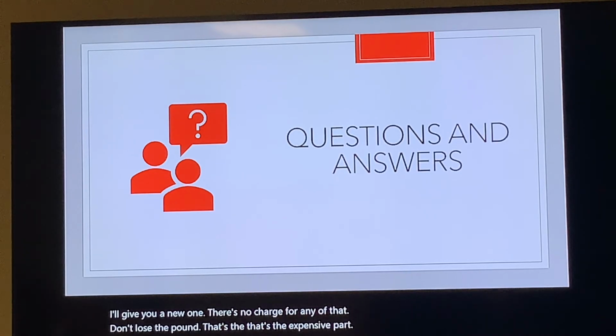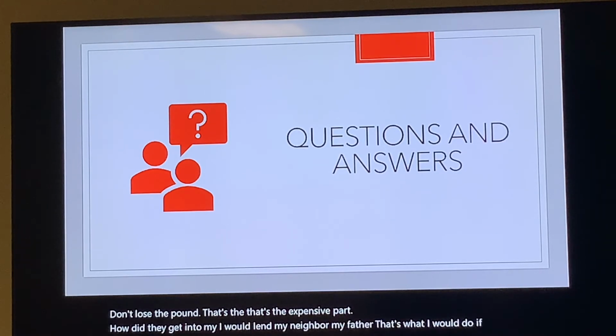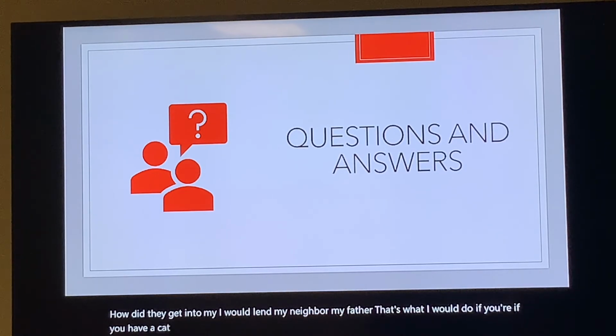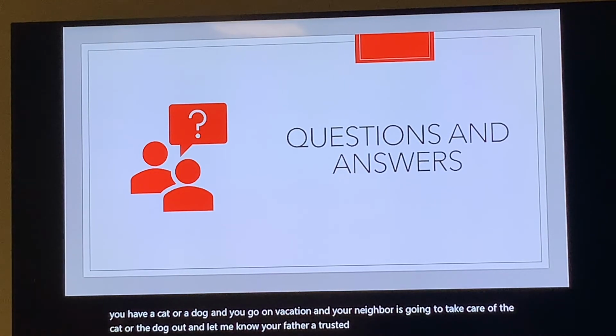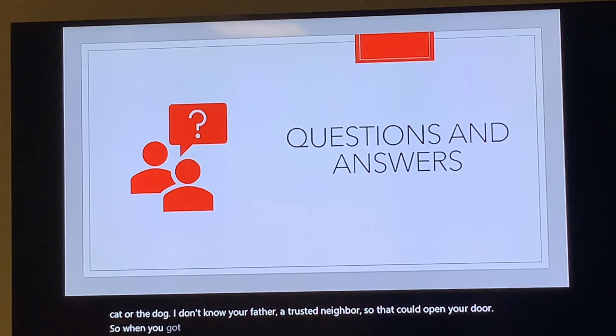I have a cat. If I go on vacation and ask a neighbor to take care of the cat, how do they get into my apartment? I would lend my neighbor my fob. That's what I would do. If you have a cat or a dog and you go on vacation and your neighbor is going to take care of the cat or the dog, I'd lend them your fob. A trusted neighbor. Well, yeah, you wouldn't have a fob, so when you got back, you'd either have to get your fob from your neighbor or let us let you into the apartment.